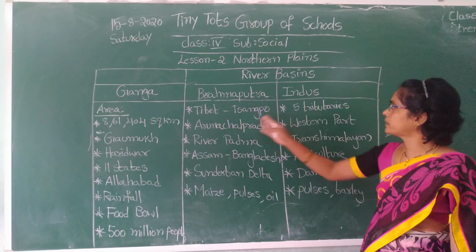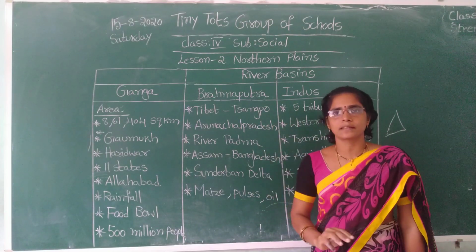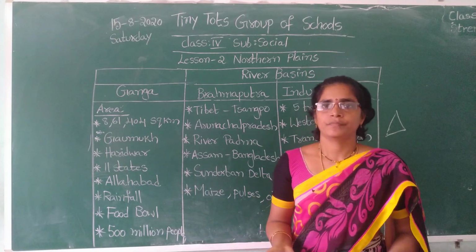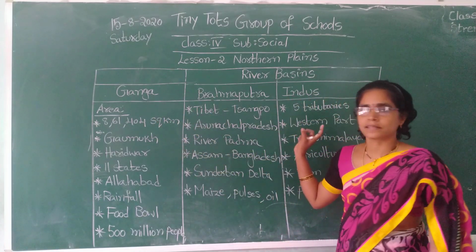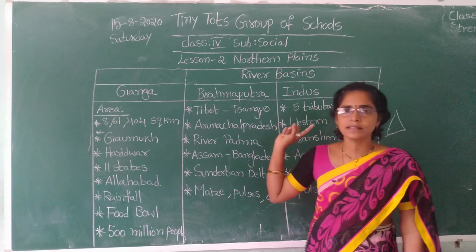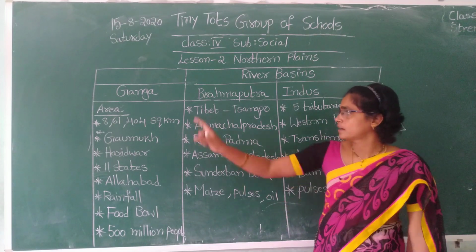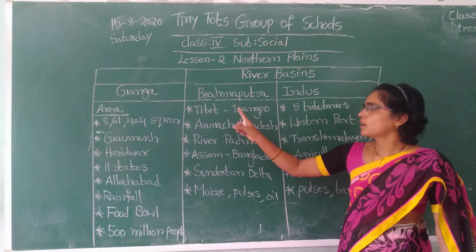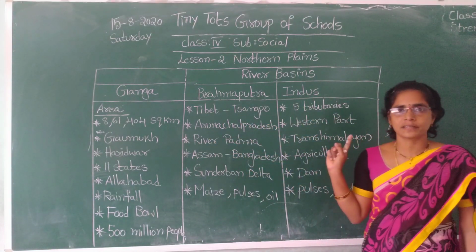So I explained three: Ganga, Brahmaputra, Indus. These are three river basins. Now I am giving you homework. What is your homework? Make a table like this, exactly like this. Write Ganga, Brahmaputra, Indus river basins and write at least 4 words where it originates. Ganga originates at Gomukh. Brahmaputra originates in Tibet. Indus originates in the Trans-Himalayan ranges.